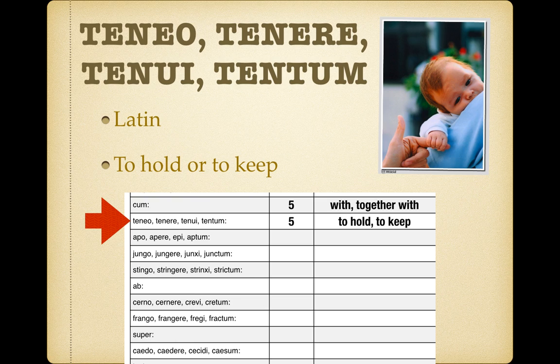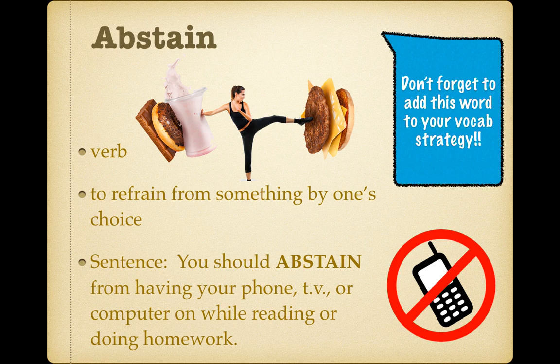The first word that uses this root is abstain. Abstain is a verb, and it means to refrain from something by one's choice. Used in a sentence, you should abstain from having your phone, TV, or computer on while reading or doing homework. So you should refrain from it. You should try not to do it. Doctors advise pregnant women to abstain from smoking and drinking alcoholic beverages, which can damage the fetus, is the sentence from your book. And we are now on page 31 if you're following along.